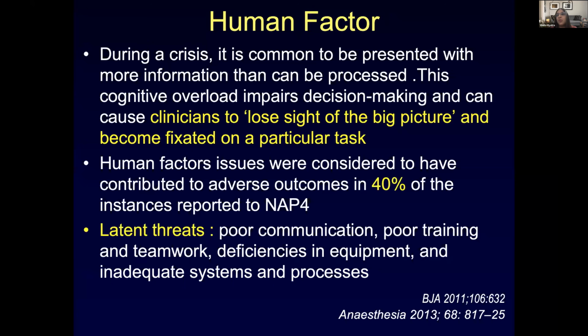So if you want to avoid this kind of situation from going downward and progressing into the spiral, you've got to speak out and say, "I think we should do this," based on whatever you've learned from your guidelines. Now, deficiencies in equipment, like I said, people don't even have any plan for how they're going to do a cricothyrotomy. No training available whatsoever. So this is very, very important.